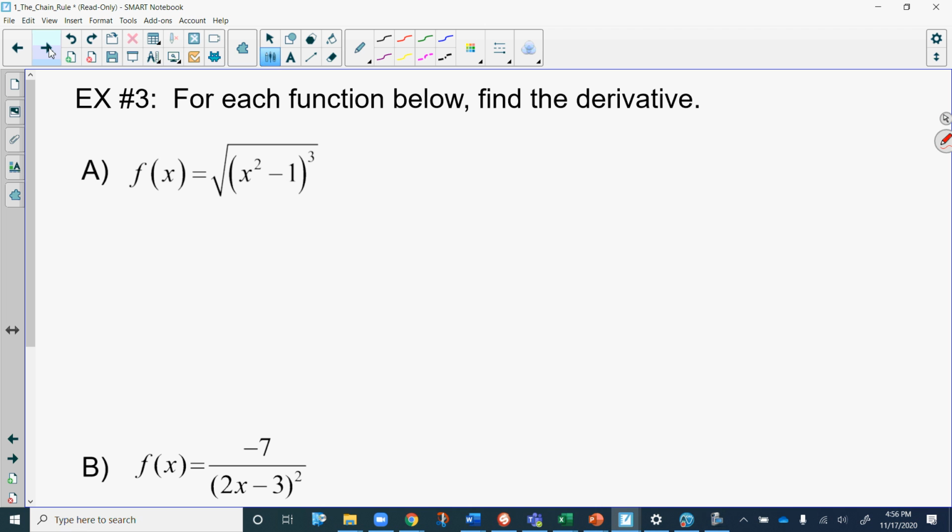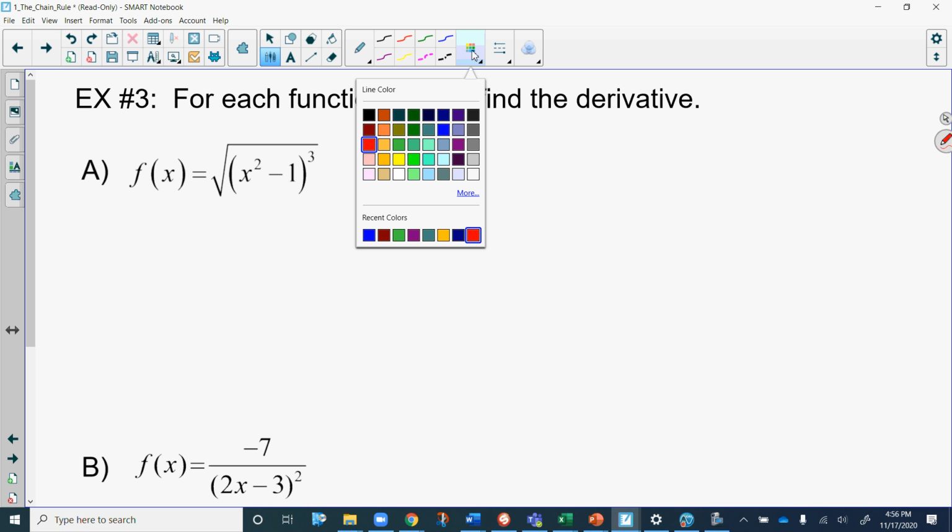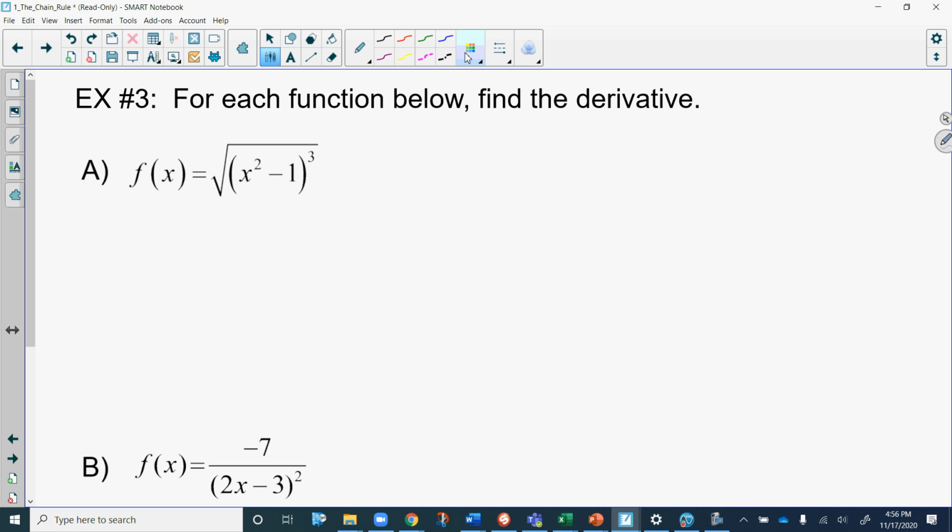So those are just some things to keep in mind as we get into these. Now I'm going to do a couple of these for you as an example, and then I would like you to work a couple on your own just to see if you're getting the hang of it. So let's change my colors here so not everything looks red. For each function, find the derivative.